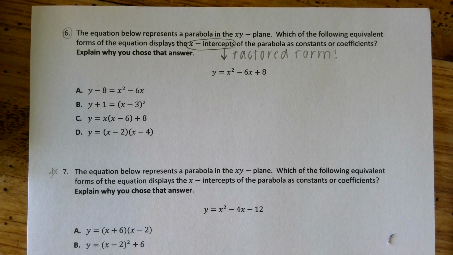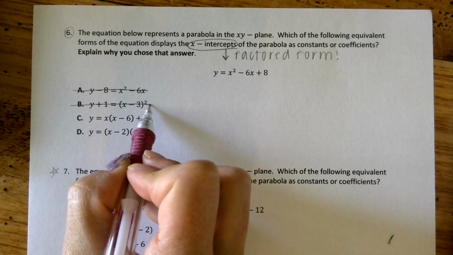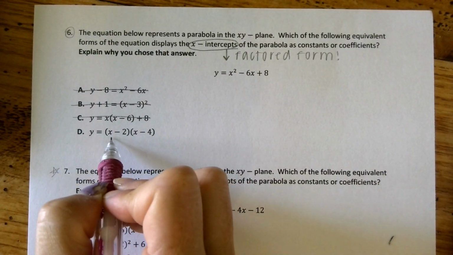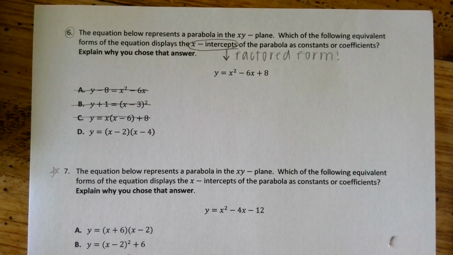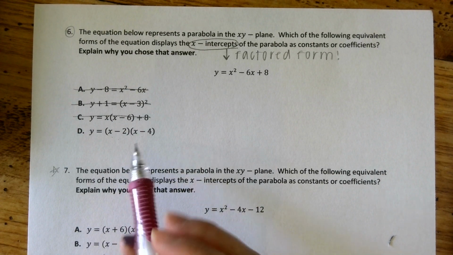I'm going to pause for just a minute and look at all of my answer choices, and I'm going to cross off ones that are not in factored form. So A is not in factored form, B is not, C is not. It looks like D is the only one that's actually in factored form. Now, I know that D is my answer because it's the only one in factored form, but I do want to show you what you would do if maybe you had another option here that was also in factored form.